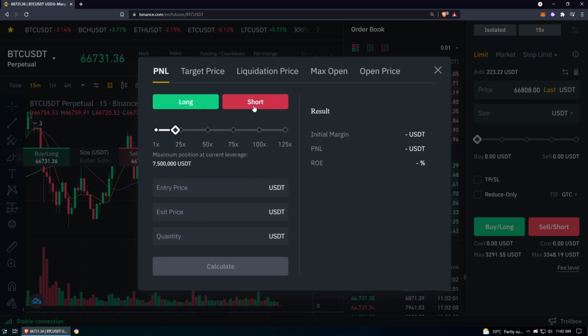You can go for long, go for short, and you want to choose this P&L, which means profit and loss. So if you didn't understand how it works, on the entry price, you would put in the price you entered at. So let's put in the price that is right now, the mark price, that's 66,741, and then let's say our exit price is at 70,000. And as for quantity, if you can see where my mouse is hovering right now, it displays how much money you actually entered the trade with.